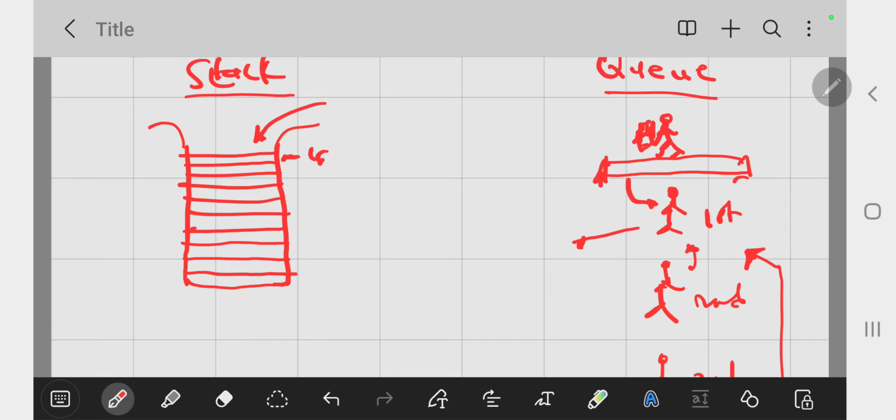This bread here will be the first slice you get, and then you go all the way down until you reach this last bread. But the difference between stack and queue is that in a queue, this person in front was the first person to arrive there. This is the reason why they'll be attended to first.